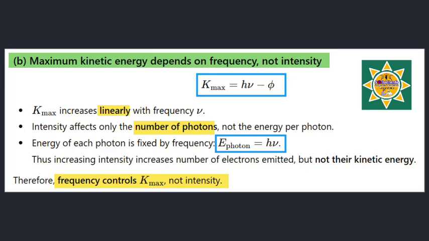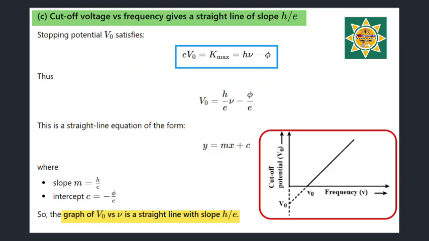Now, let us move to the third part of this question. We need to establish that the cutoff voltage versus frequency gives a straight line of slope h by e. Now let us consider the stopping potential, that is V naught. eV naught is equal to K max, with the equation h nu minus phi. Now we can equate V naught with h nu minus phi, the whole divided by e.